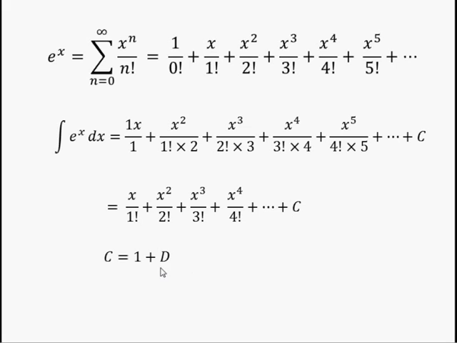We can solve this really easily if we make our constant of integration, instead of c, 1 plus d. Then we can put a 1 at the front, and it'll look exactly like that. And so we can say the integral of e to the x is e to the x plus a constant.